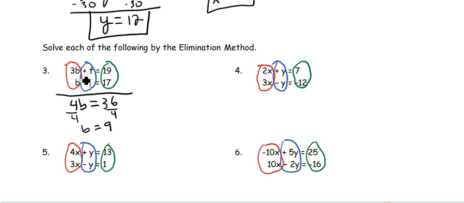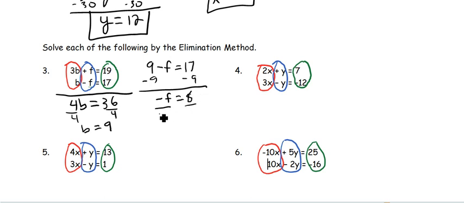So, if I want to use this one with addition, well, I'd have to multiply that. So let's do this one, even though we don't like to subtract. 9 minus f equals 17. So we'll subtract our 9. We end up with negative f equals 8. Divide by negative 1, so we can get a positive f. And we get f equals negative 8.